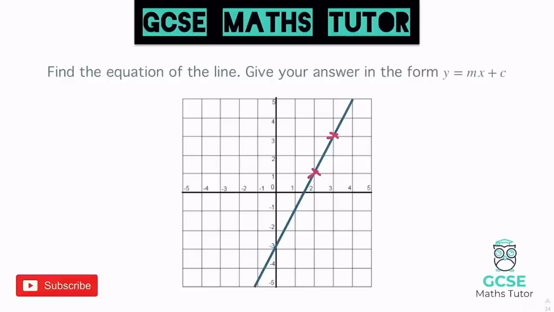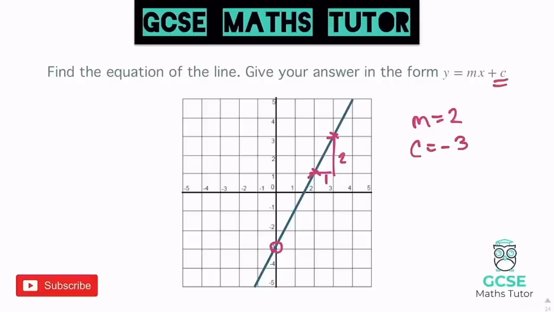Now it goes across 1 and then it goes up 2. So it goes across 1 and up 2, so every one across it goes 2 up, so the gradient, the value of m, is 2. All we've got to find is that value of c, which as we've already said is the y-intercept, and it crosses the y-axis down here at negative 3. So c is going to be negative 3.